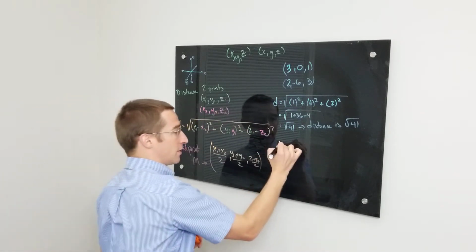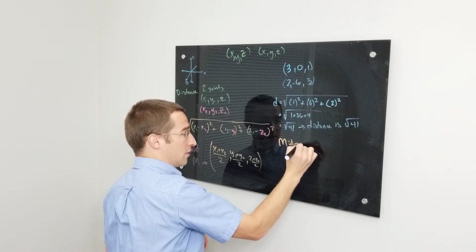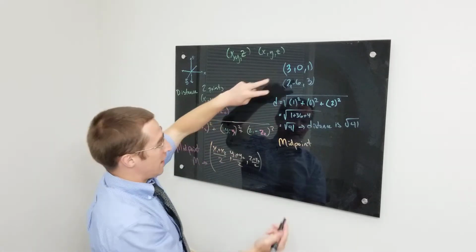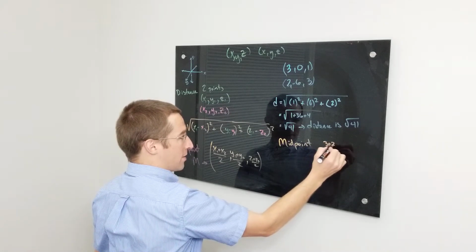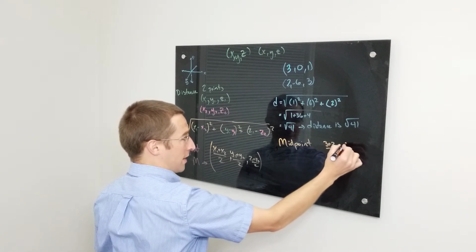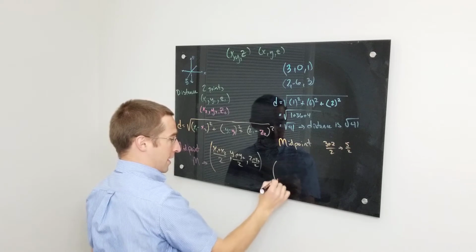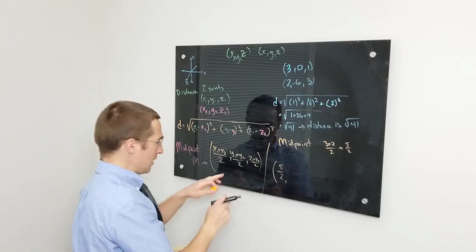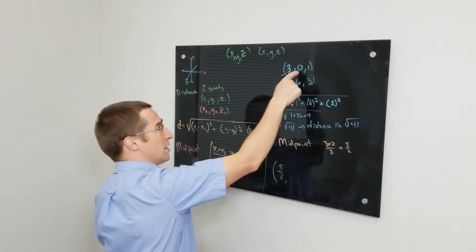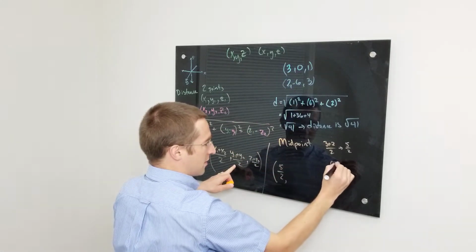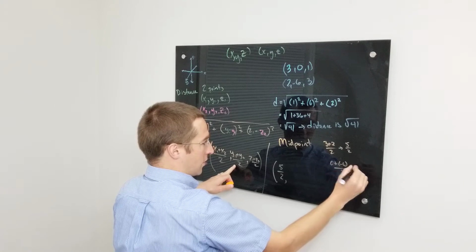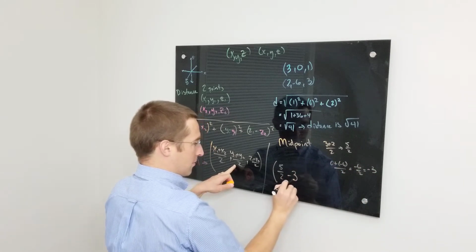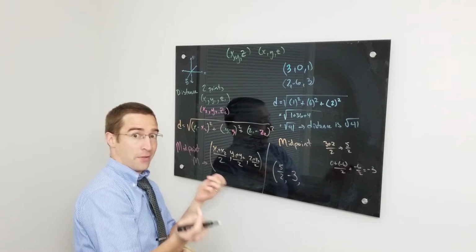All right, let's find the midpoint of those 2 points. We're just going to say it's at the point that's halfway between the x's. So 3 plus 2 over 2, well, that's 5 over 2. So that's my x for the midpoint. Now we've got to find the average of the y's. 0 plus negative 6 over 2. Well, that's negative 6 over 2, which is negative 3. That's the y number for the midpoint.